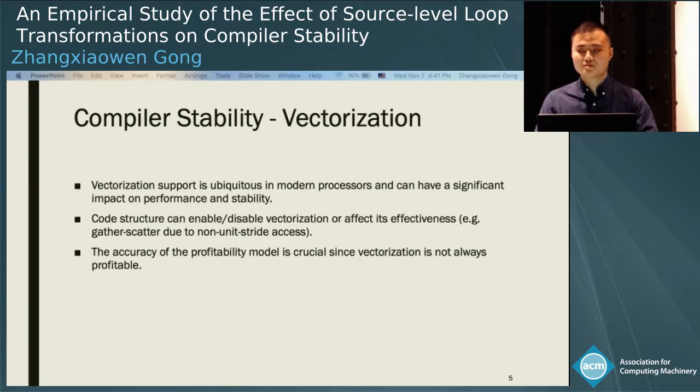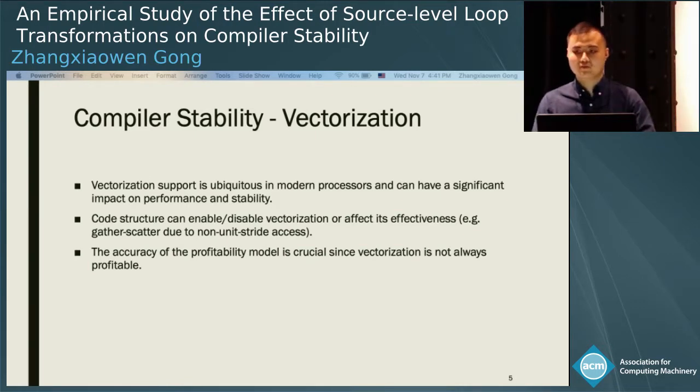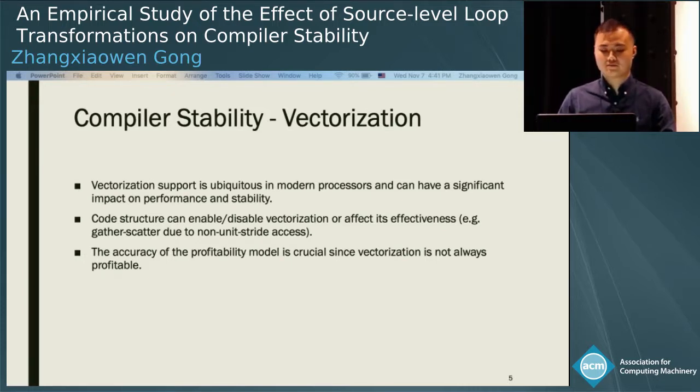In addition, vectorization support is common in modern processors and can have a significant impact on performance and stability. Code structure can also enable or disable vectorization or affect its effectiveness. For example, if we have a piece of code that has non-unit stride access, we usually need to apply gather-scatter overhead operations to enable vectorization. Also, the accuracy of the profitability model of vectorization is crucial because vectorization is not always profitable. Therefore, in our work, we also assessed the effectiveness of compilers' auto-vectorizers.